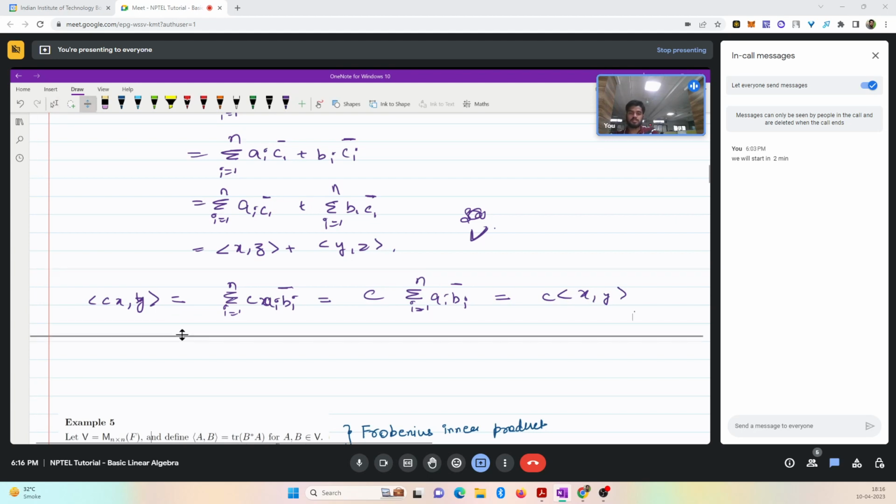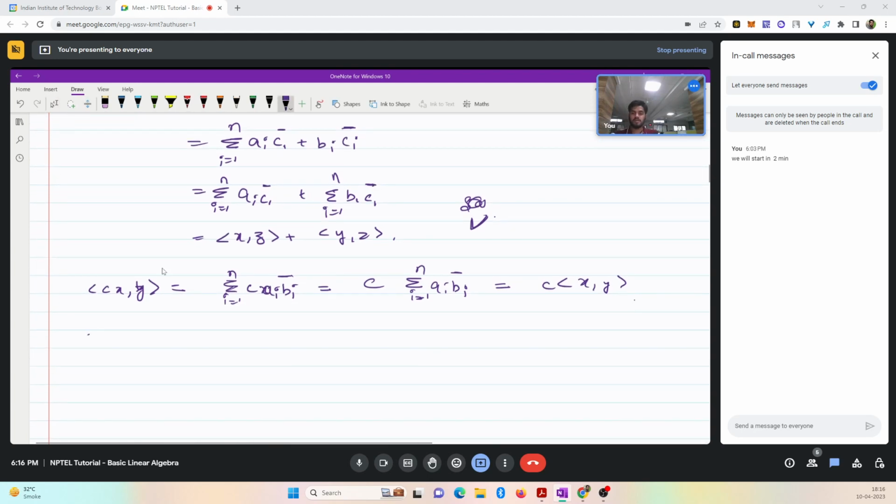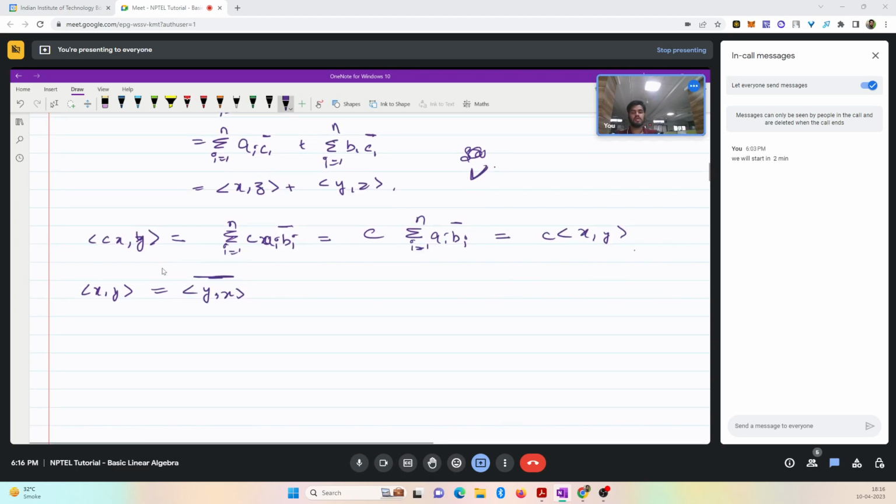Now the third property said that (x, y) is nothing but the conjugate of (y, x). Okay, let's start with the right hand side this time. So what does this mean? This is given by the summation i equal to 1 to n, and this is given by its whole conjugate, right? And then it is bi ai transpose.